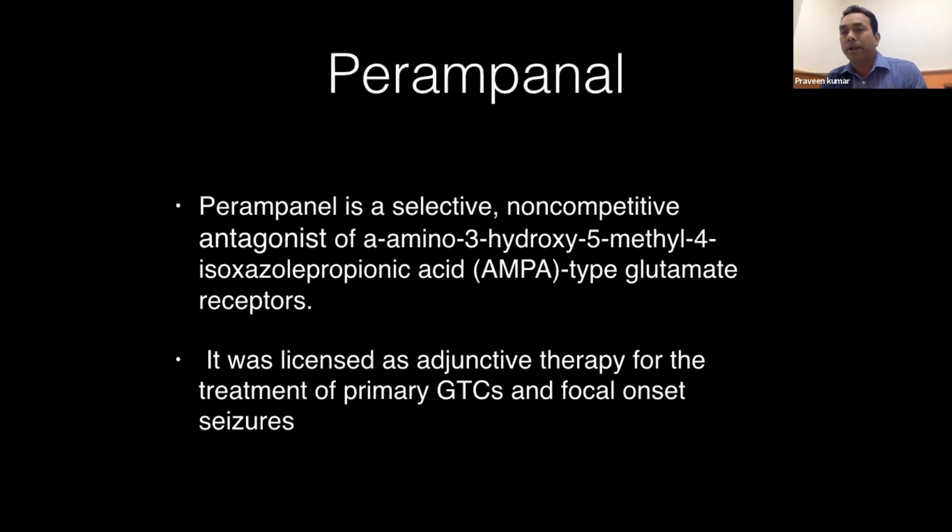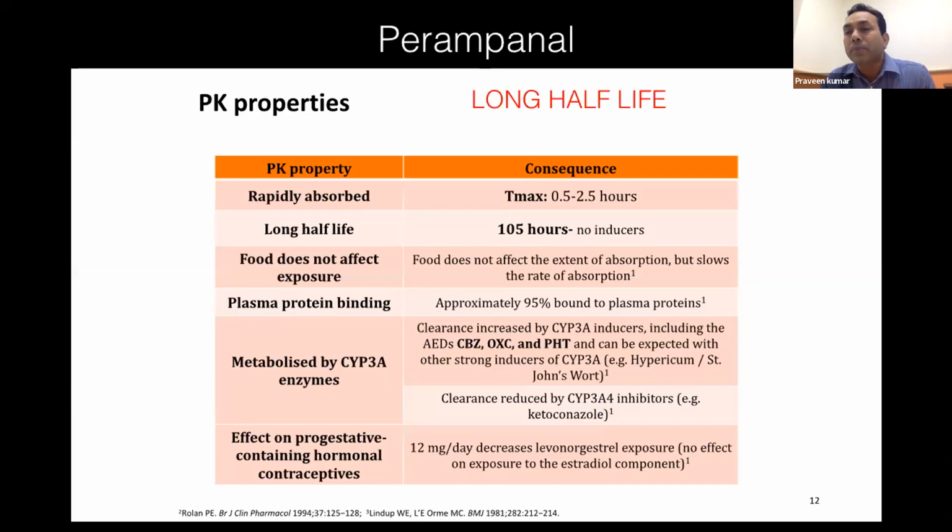And last is perampanel. This is a drug which I found to be useful in the practical sense. It acts on AMPA receptors, and it has been licensed as an adjunctive therapy for the treatment of primary generalized tonic-clonic seizures and focal onset seizures. So it has been used in both conditions, the generalized and the focal one. The good part about this drug is its long half-life. You only need once daily dosing, and the bioavailability is very good, so you can give it only once a day.